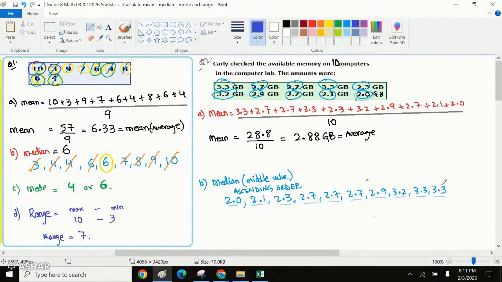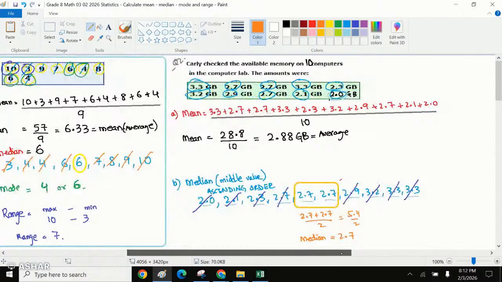How do we simplify? We cancel the last, we cancel the first. We cancel the second, second last, third, third last, fourth, fourth last. But now we cannot cancel because we are left with two values in the middle. Agreed? So what we do is, if we are left with two values over here, we take the average of these two values. That means 2.7 plus 2.7 divided by 2. That means 5.4 divided by 2. Therefore, the median still comes out to be 2.7 because both the values were 2.7. They could have been different values as well. Okay.